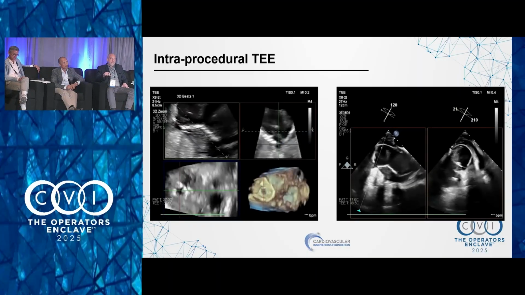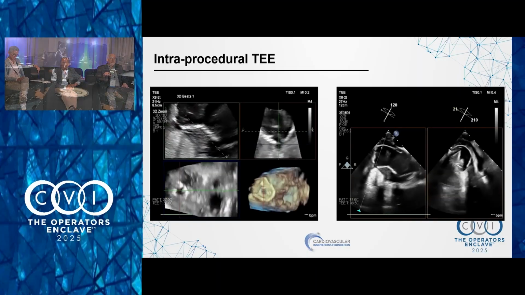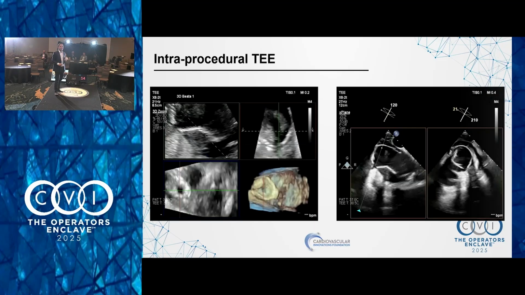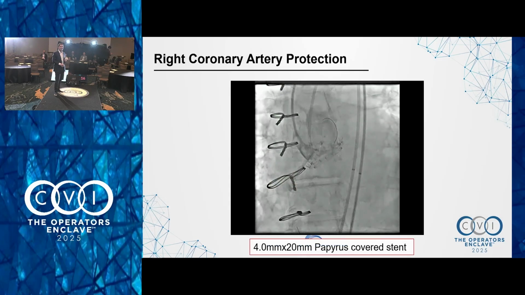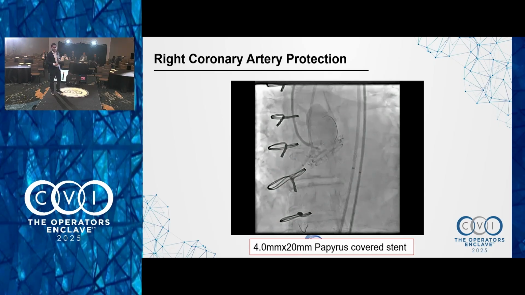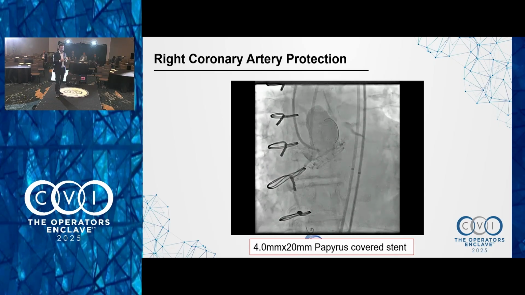Well, I don't know if anyone has any other questions or thoughts. So very similar to what you guys said, we wired both, guide extension in. I picked a covered stent, because I'm always worried that if you don't get a perfect deployment, as you said, it's going to leak around it.